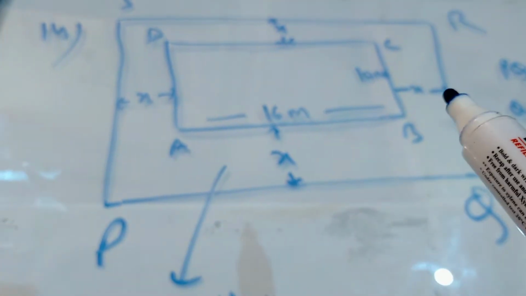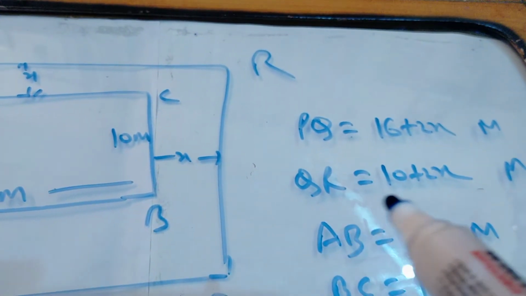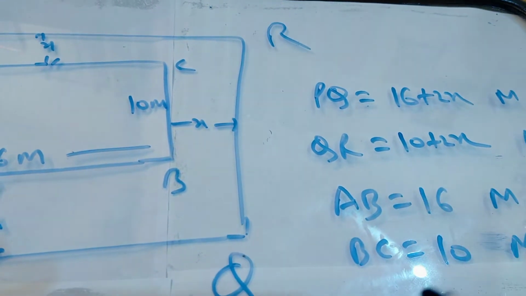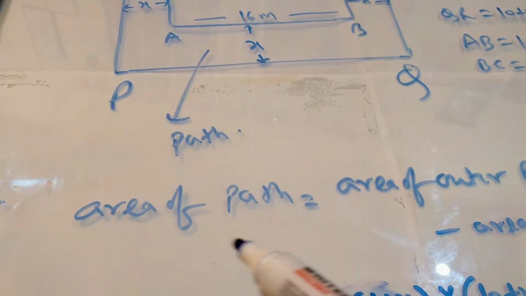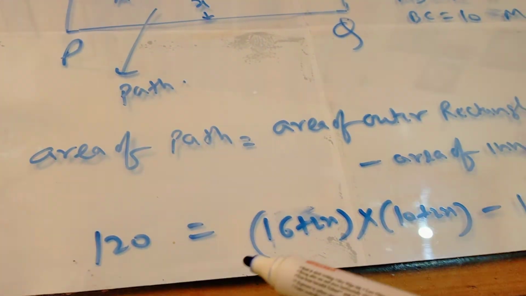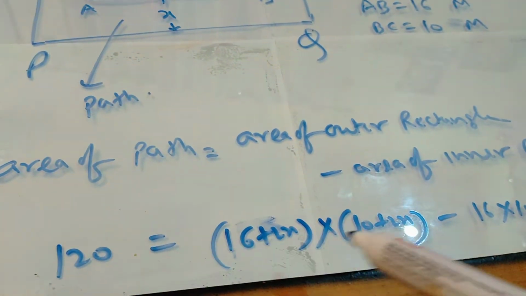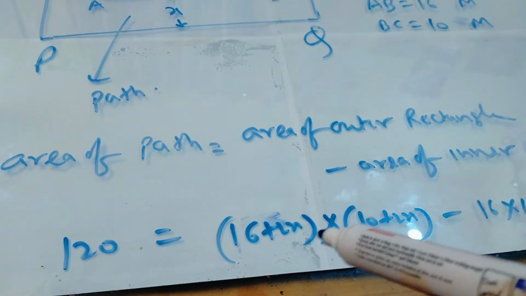You see, outer rectangle, it is PQ, it is 16, x is here, x is here, so 16 plus 2x will be the length of PQ. QR will be 10 plus 2x, similarly 10 here, x is here, x plus x is 2x, so 10 plus 2x is the value of QR. AB and BC are already given, 16 and 10. So the formula is area of path equal to area of outer rectangle minus area of inner rectangle. So 120 is equal to (16 plus 2x) into (10 plus 2x) minus 16 into 10. So you have to simplify this equation, get the value in terms of x, and make the quadratic equation, solve it, you will definitely get the value of x.